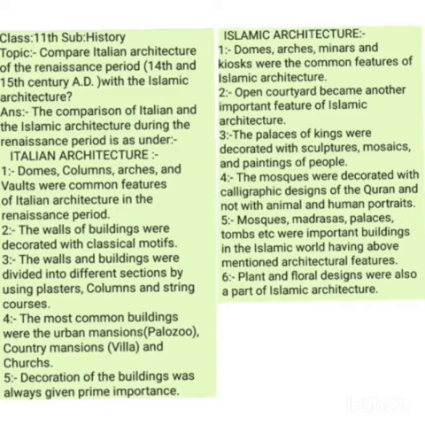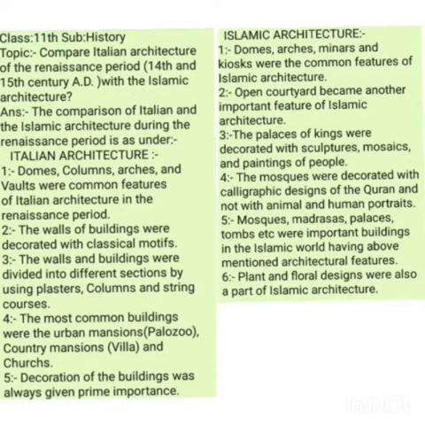Number two, open courtyard was another important feature of Islamic architecture. Open courtyard means that when a building was constructed, a huge land was left almost empty around that building to work as an open field for that building.